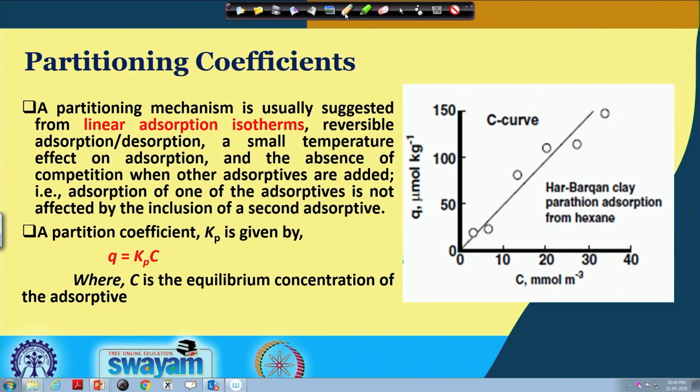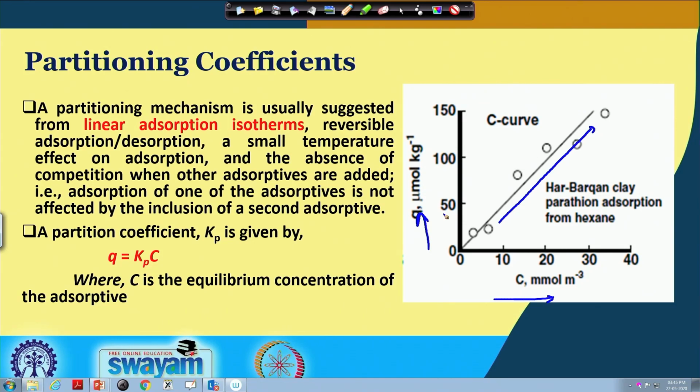So, you can see here this is a linear type of adsorption, a linear trend between the adsorptive and the amount adsorbed. Basically here you can see there is absence of competition when other adsorptives are added. So, this is a special type of situation.